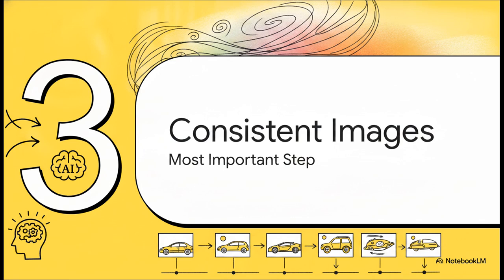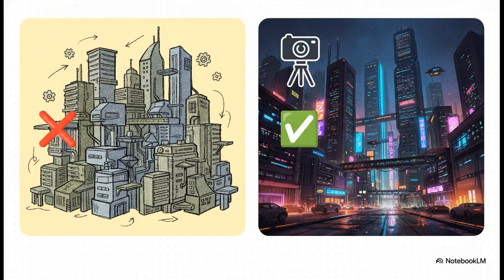This is arguably the single most important step in the entire process. Prompt engineering is everything here. If you use a bad, overly simple prompt like a futuristic city, sure, you'll get a pretty picture, but it will absolutely break your time-lapse. You need a highly detailed prompt that meticulously locks things in.